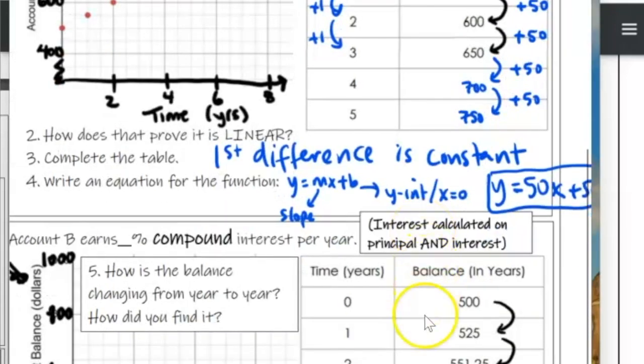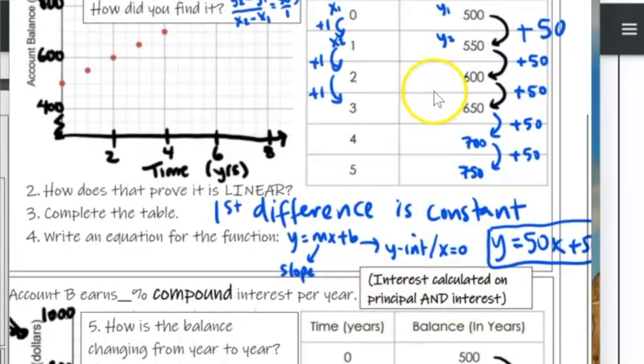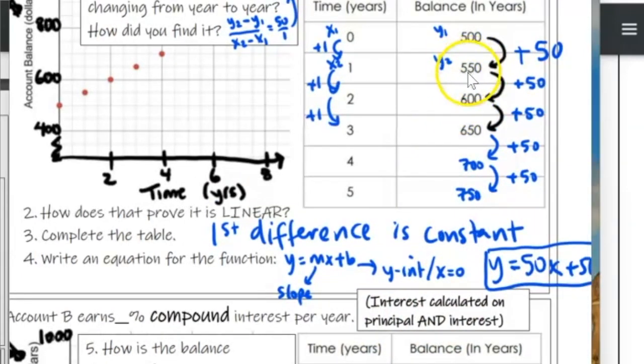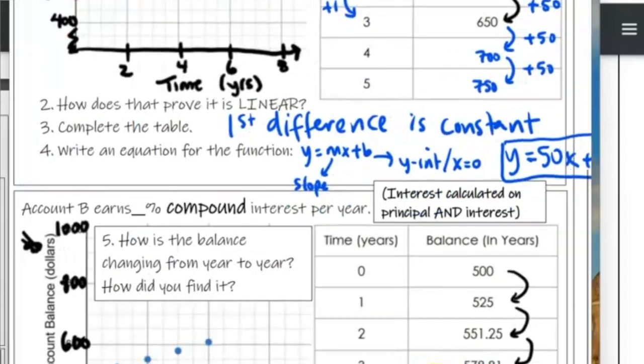All right, now the difference being that when you're doing compound, interest is calculated on principal and interest. So it's calculated on the principal plus also the interest. So in this case, if this was compound, it would have been 10% of 550, which is $55, and not 10% on just the 500 principal.